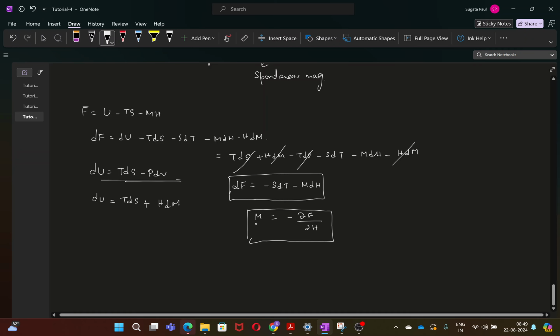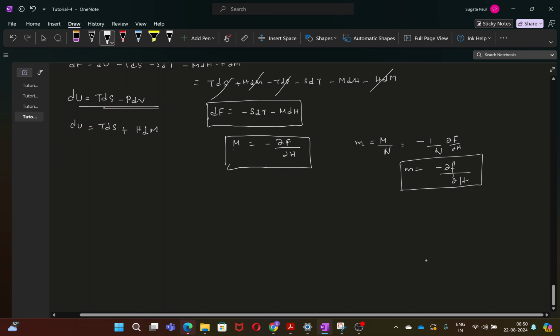So this is your net magnetization, and it is represented as a partial derivative of the free energy with respect to the field. If you want to express small m, which is capital M by capital N, magnetization per spin, then you just have to divide by capital N on the other side. So capital F by capital N makes it small f, free energy per spin. So small m is equal to minus del f del h.